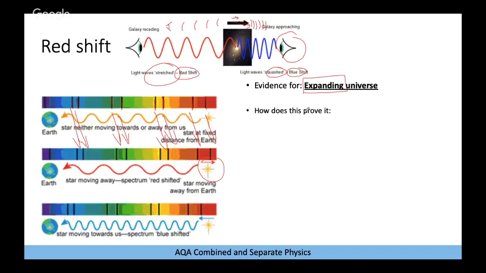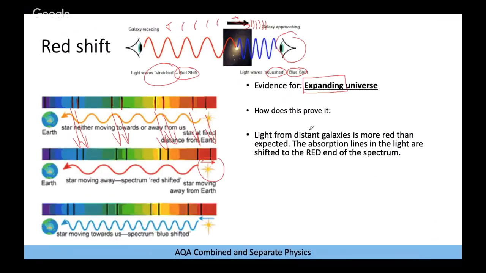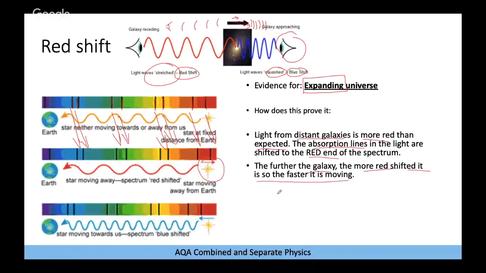How does it prove this? So light from distant galaxies is more red than expected. The majority of distant galaxies are much redder than expected. The absorption lines in the light are shifted towards the red end of the spectrum. The further the galaxy is away from us, the more red-shifted it is, and so the faster it is moving away from us. Now this means that all of space is expanding.